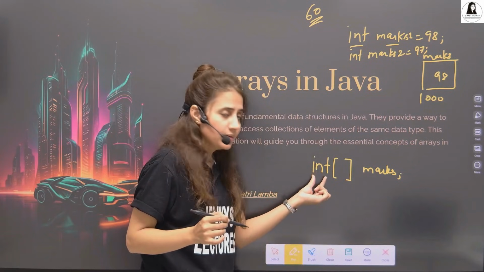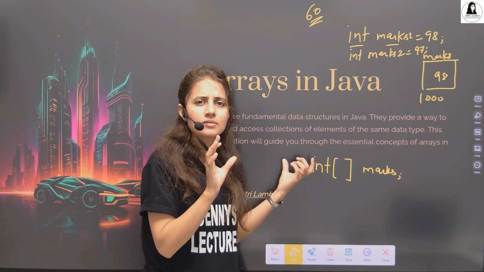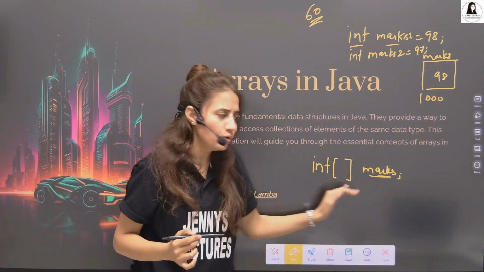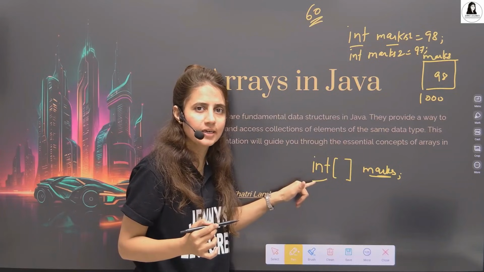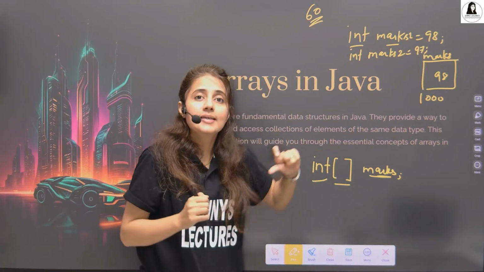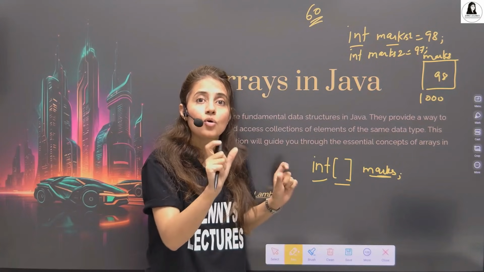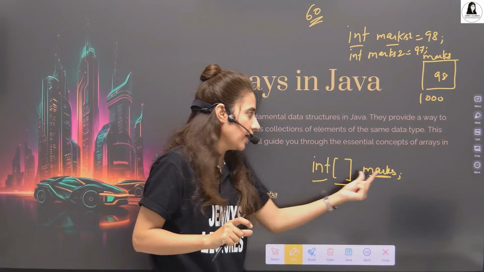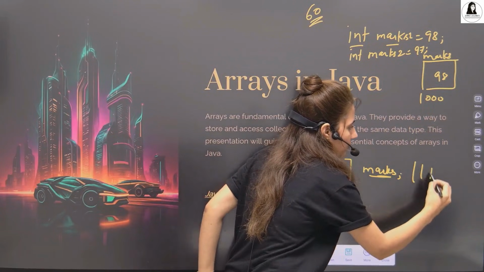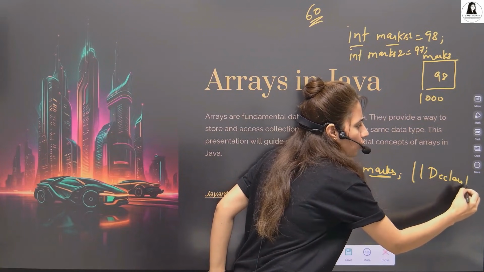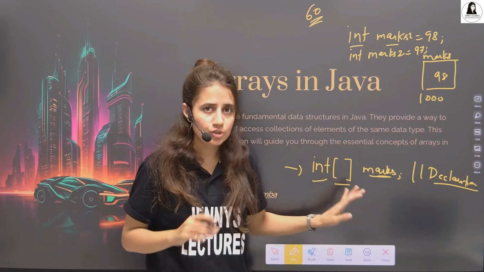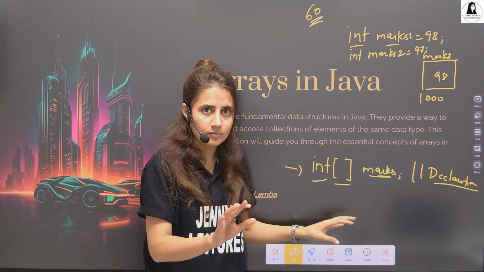Int means the data type of whatever I will store in this array. The array name is marks. So I will store int data only in this marks array, and these brackets indicate that this is an array of type int having the array name marks. So this is just a declaration of the array. This is just a declaration, right? No memory has been allocated right now. If you simply write this, there is no memory allocation till now, it is just a declaration of the array, right?